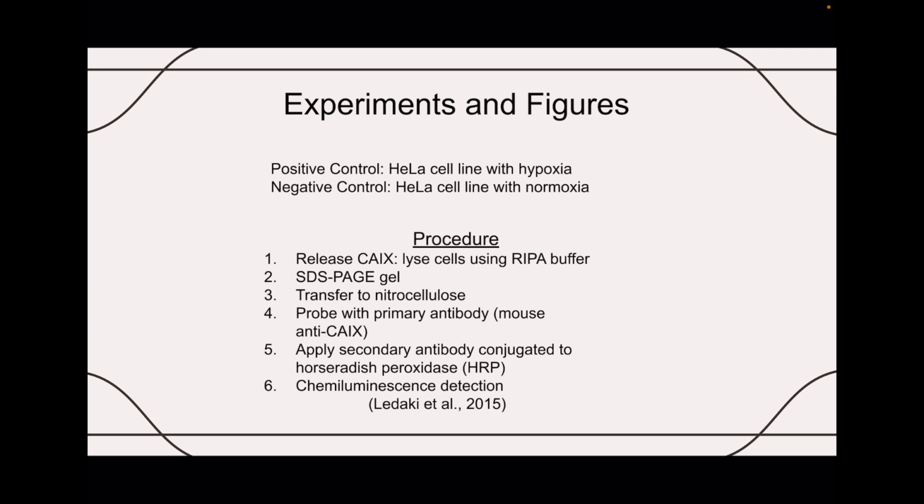So now we're going to incubate the membrane with a specific CA9 primary antibody, and we're going to be using the mouse anti-CA9. And then in step 5, we're going to apply a secondary antibody conjugated to horseradish peroxidase in order to visualize the protein bands using chemiluminescence detection in step 6.